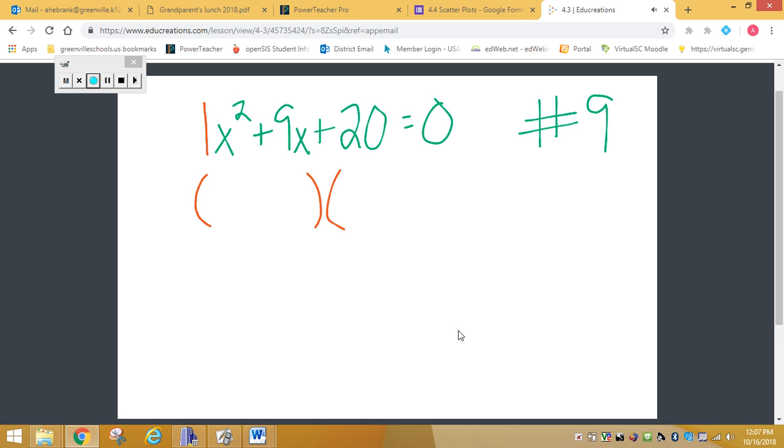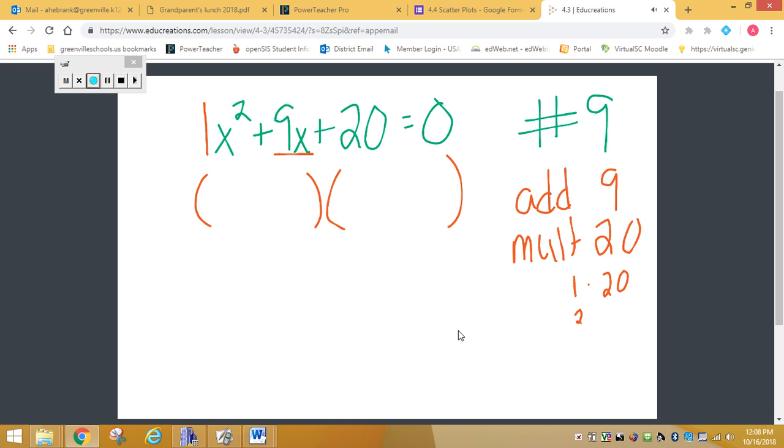What I'm trying to do in factoring is I want to figure out what will add to give me 9, and I knew that because it's my middle term. And I want to figure out what will multiply to give me 20. So I'm going to start with multiply to give me 20. I could do 1 times 20. I could do 2 times 10. I could do 4 times 5. And that's it. That's the only way I can multiply to get 20.